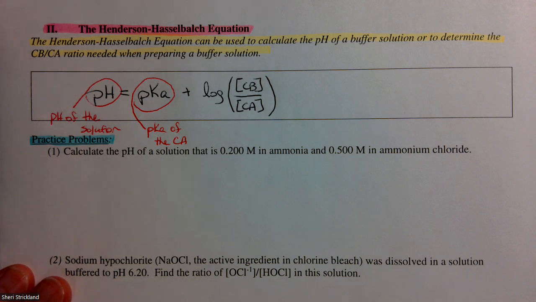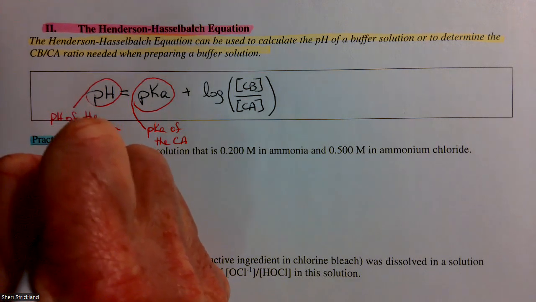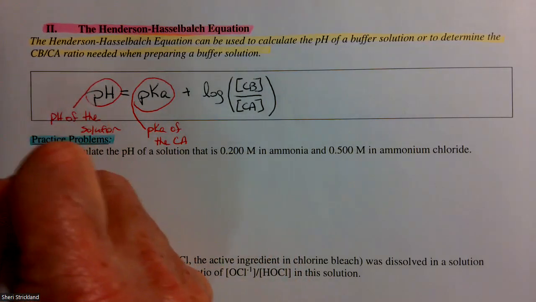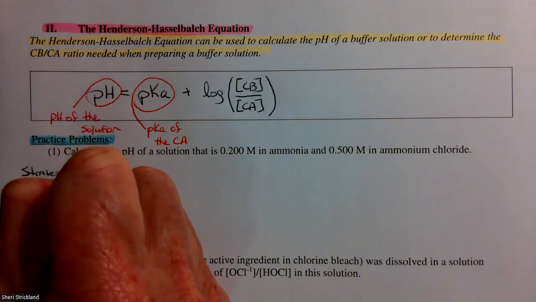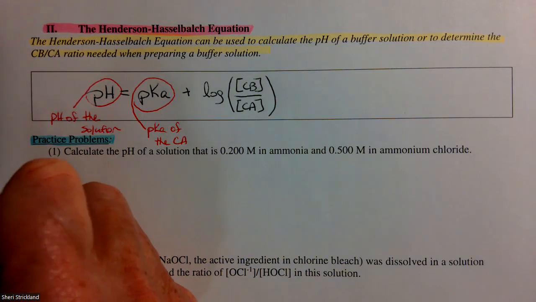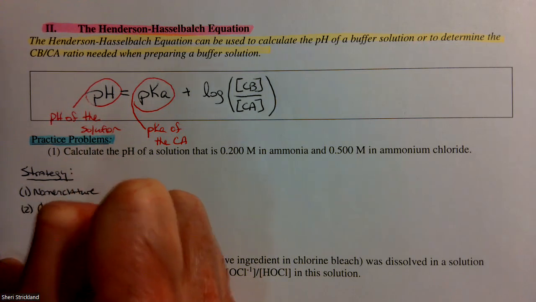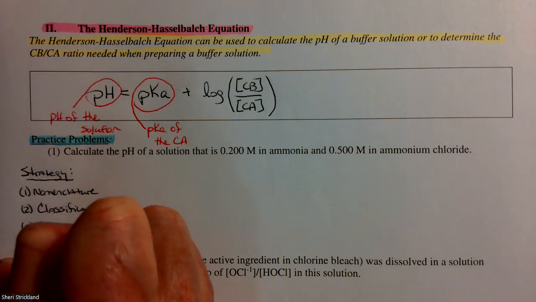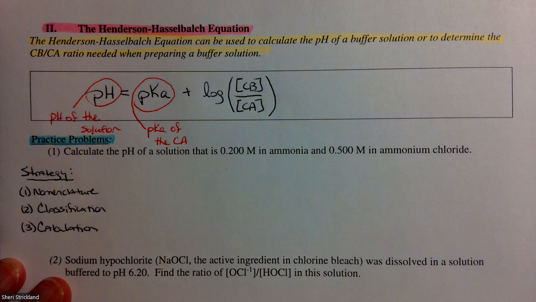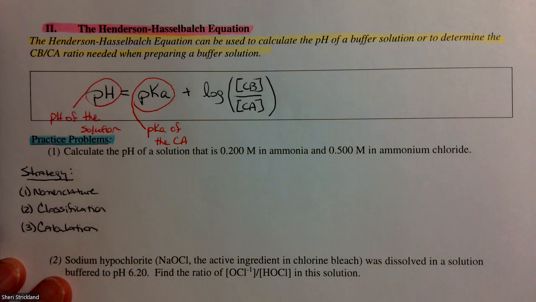And I wanted to remind you, the strategy that we used in Chapter 8 is also useful here: nomenclature, classification, and then calculation. Because you have to confirm that you have a buffer before you can use the Henderson-Hasselbalch equation to calculate its pH. So if you've got words here, then it'd be a good idea to put their structures on them.